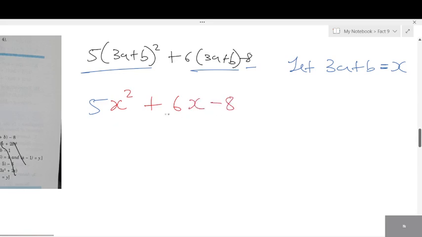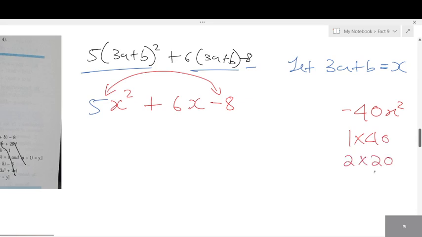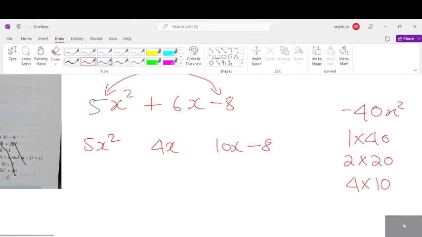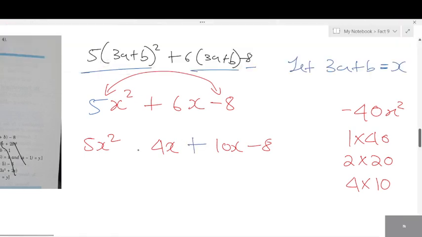minus 8. Now did we get three terms? Okay. Now multiply this, what do you get? Minus 40x square. Split this into 2 so that you get 6. What are the combinations? 1 into 40, 2 into, 4 into, does it give 6? So what should I write here? 5x square, 4x, x minus 8. Where should I put this plus? Before 10. And what should I put before 4 so that you get 6? Minus.